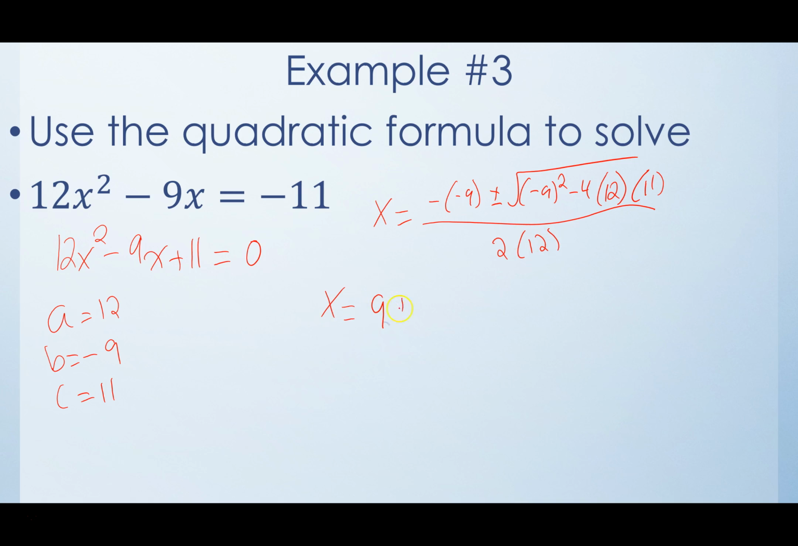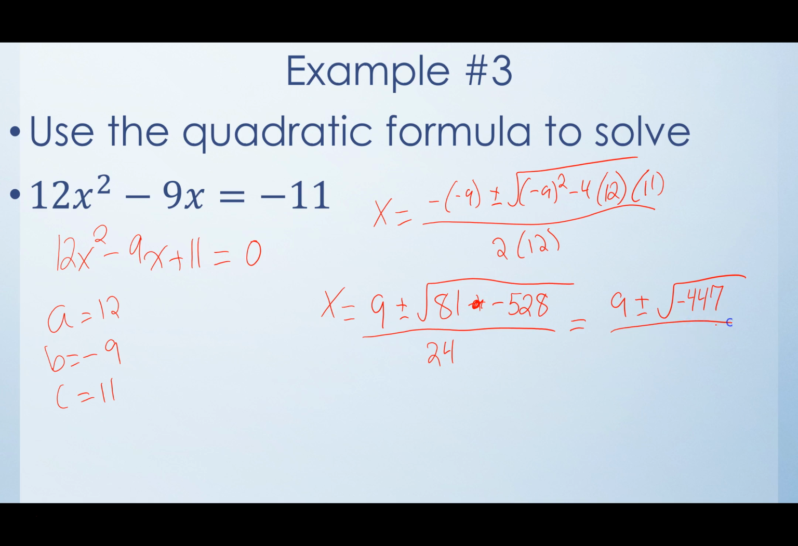So we get positive 9 plus or minus the square root of 81, and then 4 times 12 times 11. 4 times 12 is 48, times 11 is 528. So it's minus 528. It stayed negative. There were no negatives to cancel with that negative 4 there. Over 24. So if we do 81 minus 528, we get the square root of negative 447 over 24. So obviously, again, we're dealing with an i.